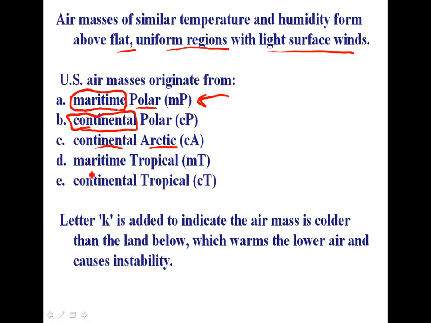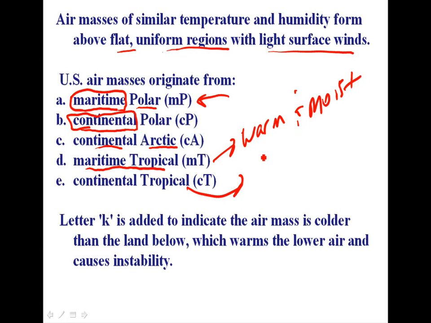And then if we look at something called maritime tropical, that means a moist air mass that is warm. So we would describe this as a warm and moist air mass. So it's just a body of air that has characteristics of being warm and moist. Continental tropical would be characteristic of warm and dry. It's typically air originating over land masses, typically dry.